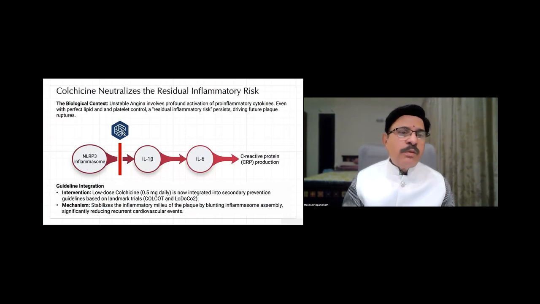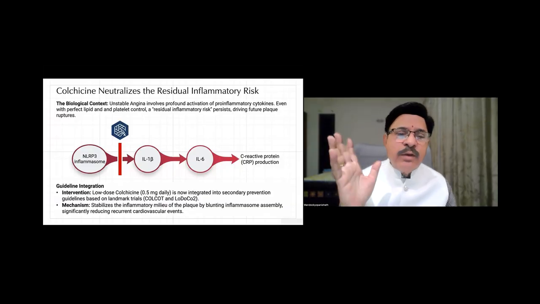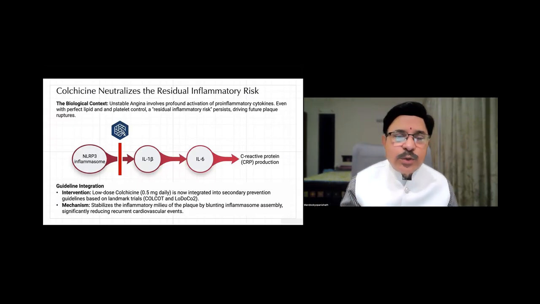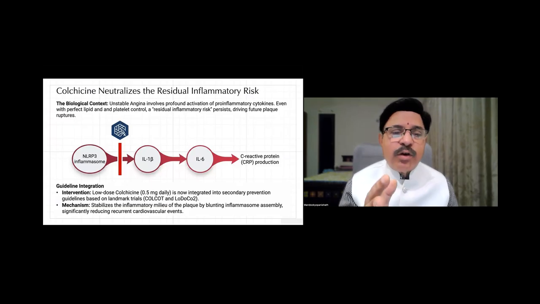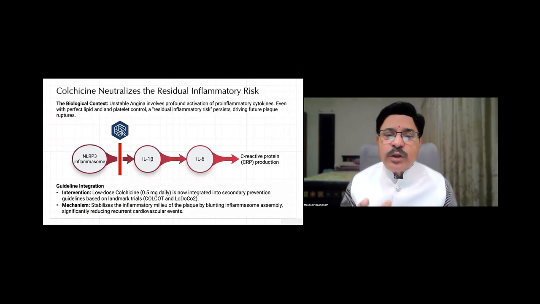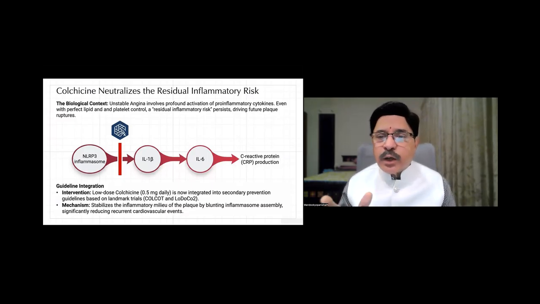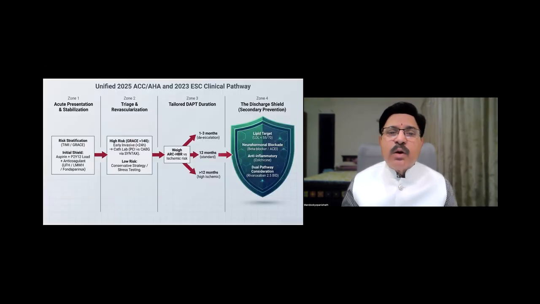Now, what is the role of colchicine, which was used earlier for some other indication? That colchicine is brought here. How is it useful? 0.5 milligrams daily. Colchicine is anti-inflammatory. The landmark trials, COLCOT and LoDoCo, have shown colchicine inhibits interleukin-1 beta and interleukin-6, and C-reactive protein production is reduced, which gives a beneficial biological effect.